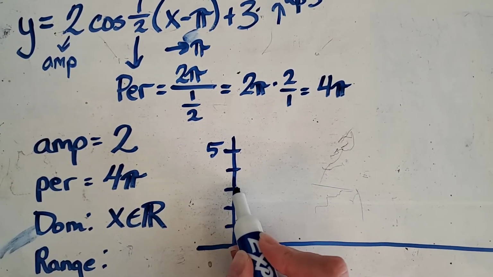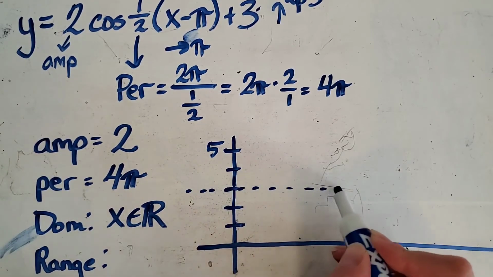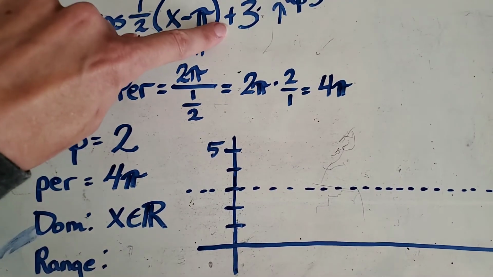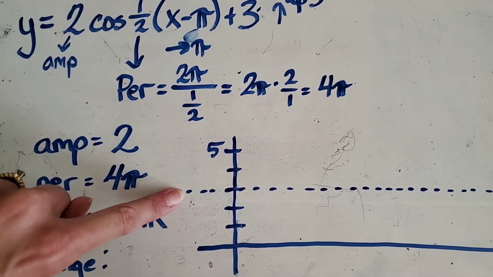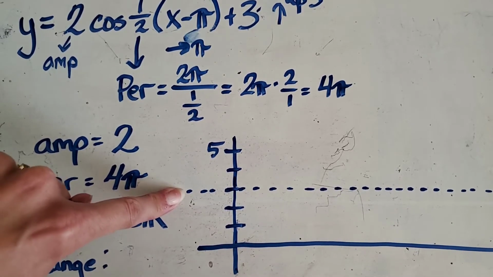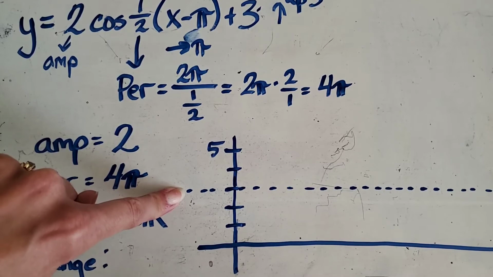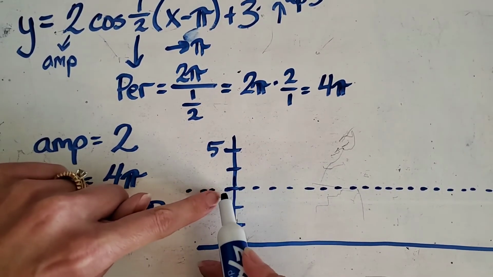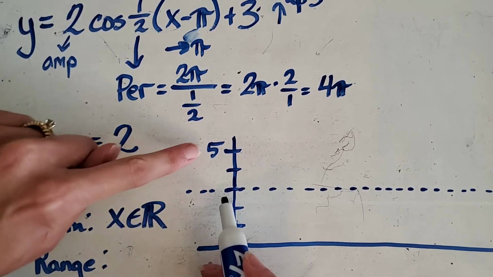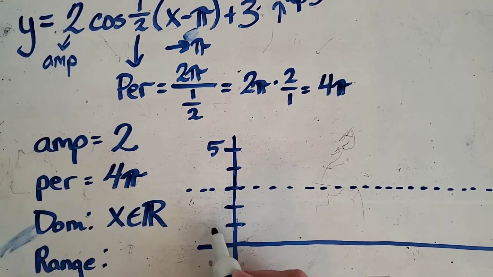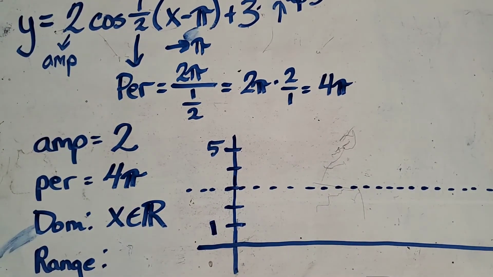And my midline is at 3. So I want to put a dotted line at 3 because I'm shifting up 3. So that dotted line is going to be up 3. It's important that you put that dotted line in because all of the zeros are going to be on that new horizontal axis. And I have to shift up 2 because the amplitude's 2 from that midline. And then I will shift down 2. So I'm going to bounce between 1 and 5.